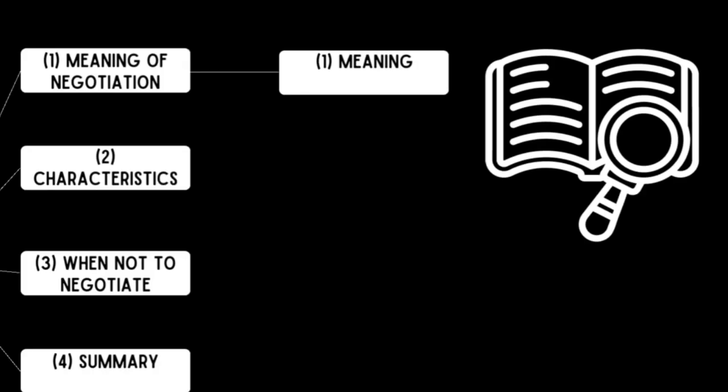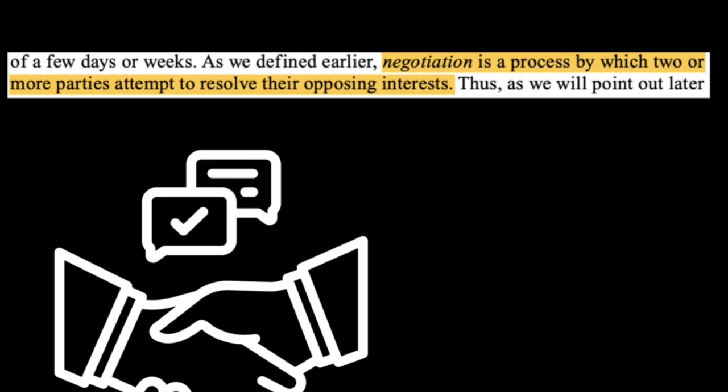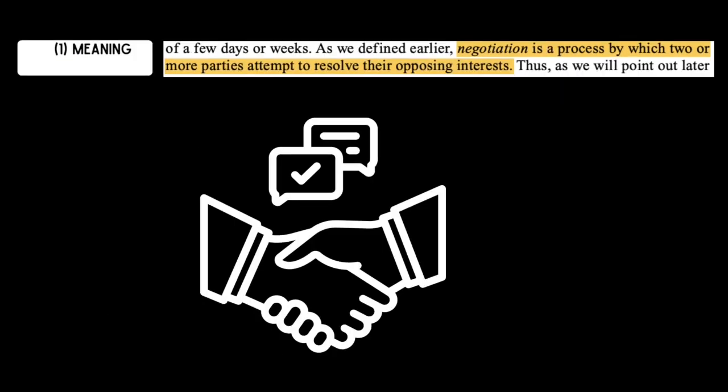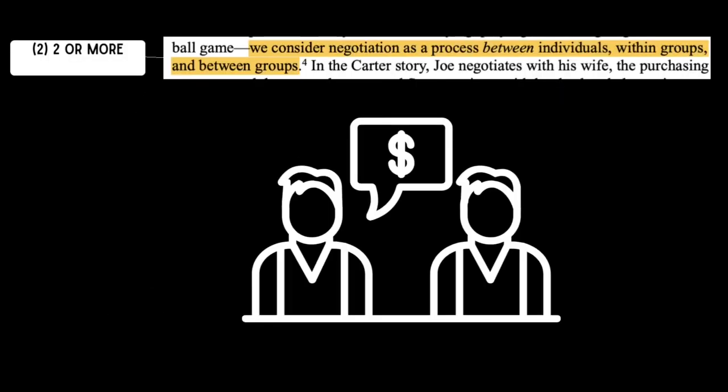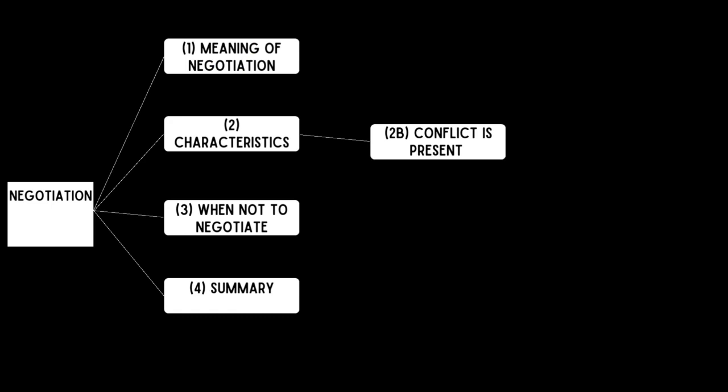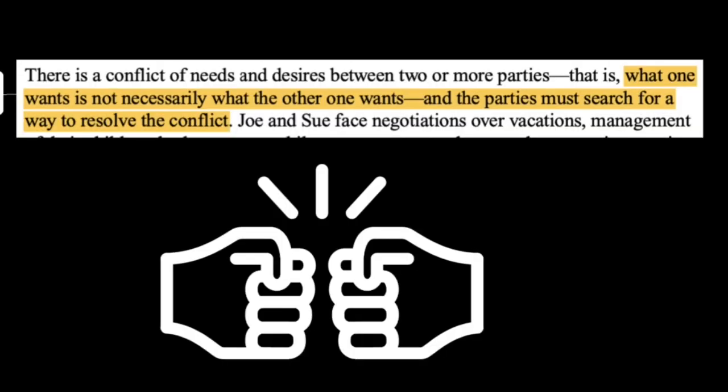First, what is the meaning of negotiation? Negotiation is a process by which two or more parties or people attempt to resolve their opposing interests. So the characteristics are there are two or more. We consider negotiation a process between individuals within groups. Second, conflict is present, that's why they must negotiate. What one wants is not necessarily what the other wants, and they must find a way to resolve this.